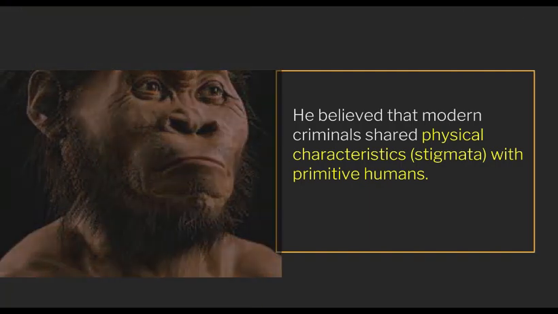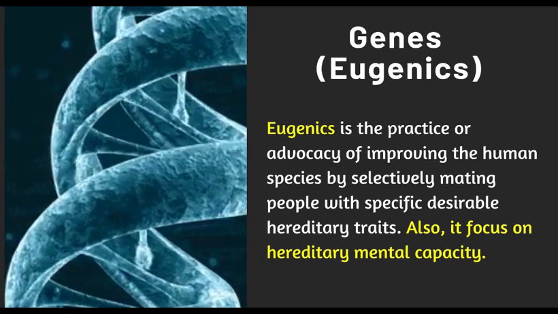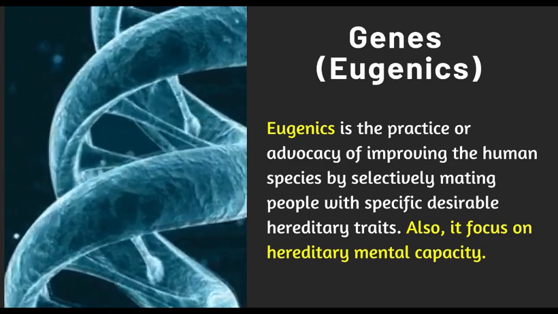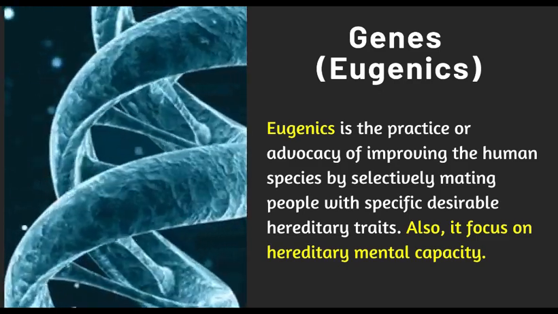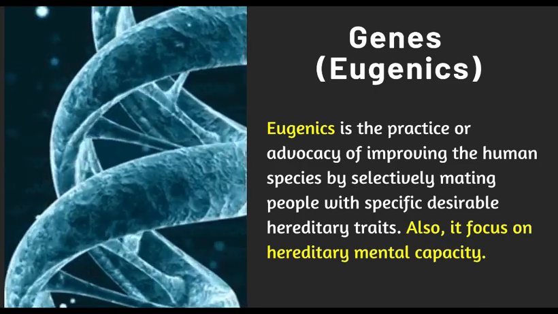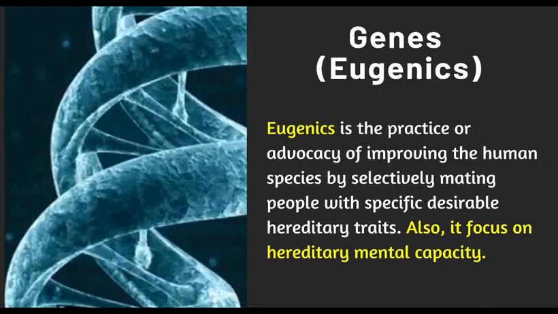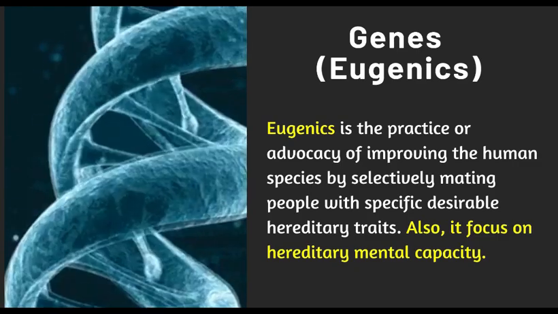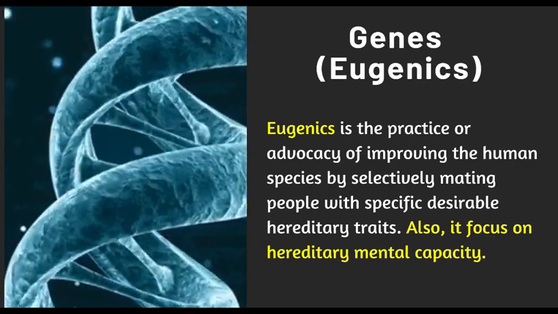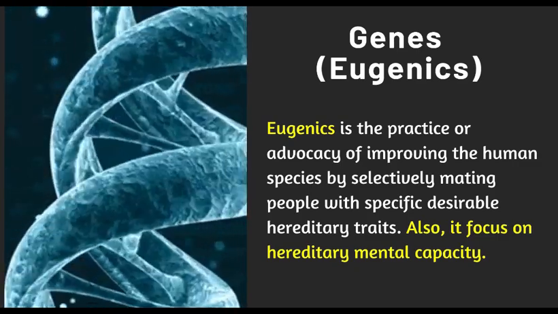And lastly, the next slide will be about genetic influence and crime. Genes or eugenics. Eugenics is the practice or advocacy of improving the human species by selectively mating people with specific desirable hereditary traits. Also, it focuses on hereditary mental capacity.